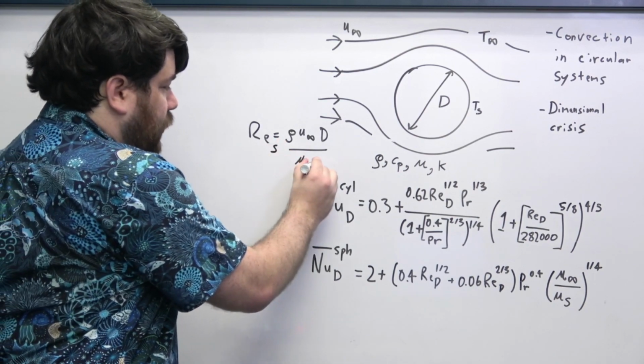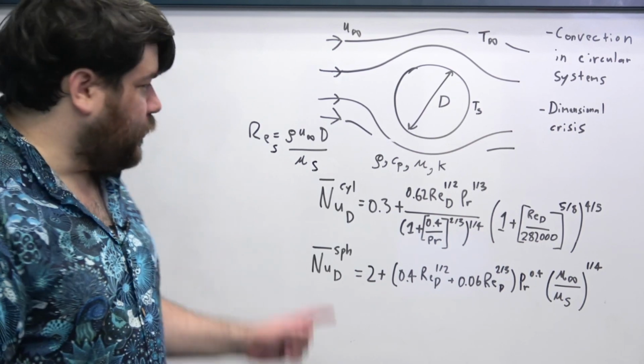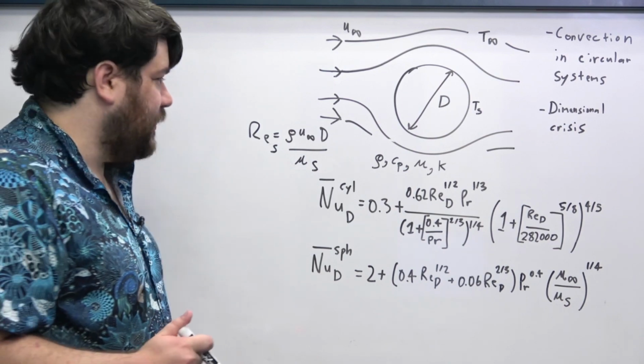and that I can also construct a Reynolds number, which I'll call the surface Reynolds number, using the dynamic viscosity on the surface. And of course, using the density at the surface as well, okay?